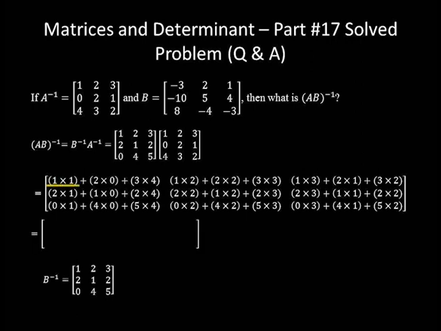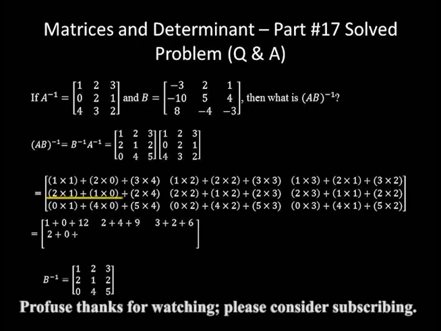1 times 1 is 1 plus 2 times 0 is 0 plus 3 times 4 is 12. 1 times 2 is 2 plus 2 times 2 is 4 plus 3 times 3 is 9. 1 times 3 is 3 plus 2 times 2 is 2 plus 3 times 2 is 6. 2 times 1 is 2 plus 1 times 0 is 0 plus 2 times 4 is 8. 2 times 2 is 4 plus 1 times 2 is 2 plus 2 times 3 is 6. 2 times 3 is 6 plus 1 times 1 is 1 plus 2 times 2 is 4.